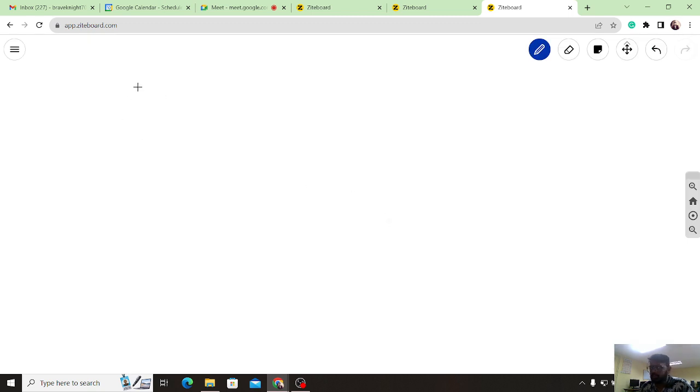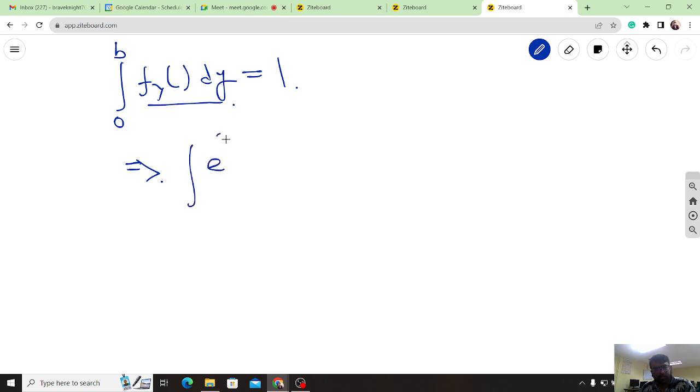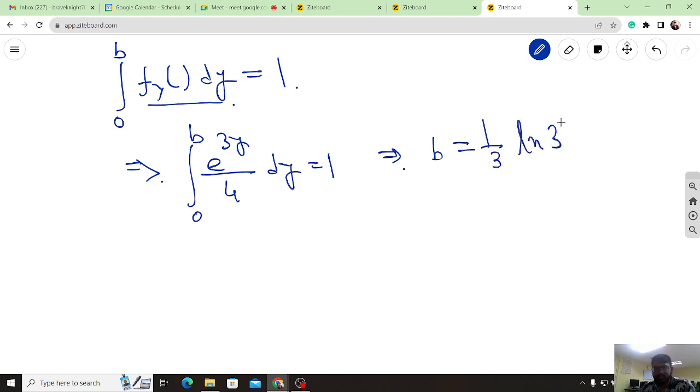So again, you can write that this function is valid only within 0 to b, and within this, the integral of f dy should be equal to 1. So this implies the integral of e to the power 3y by 4 dy should be 1 within the interval 0 to b. From here we can write b is equal to 1 by 3 ln of 3. This is the answer.